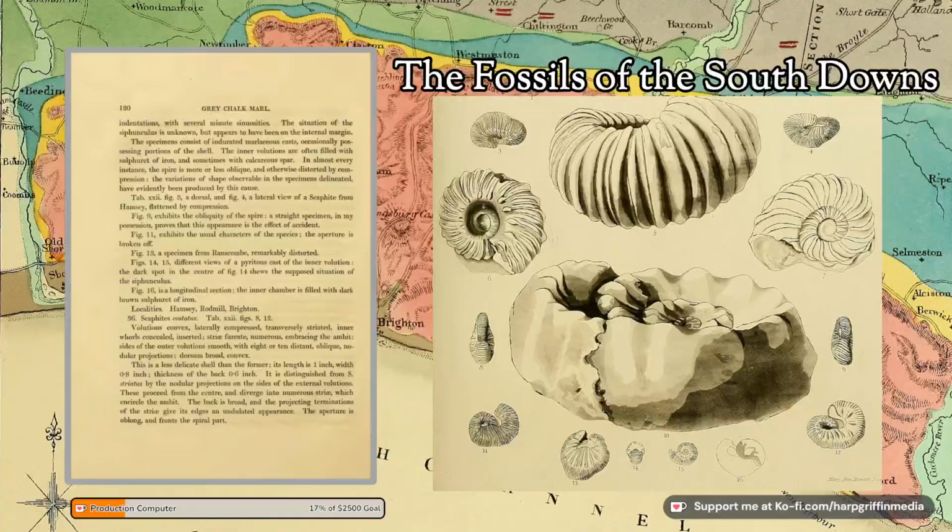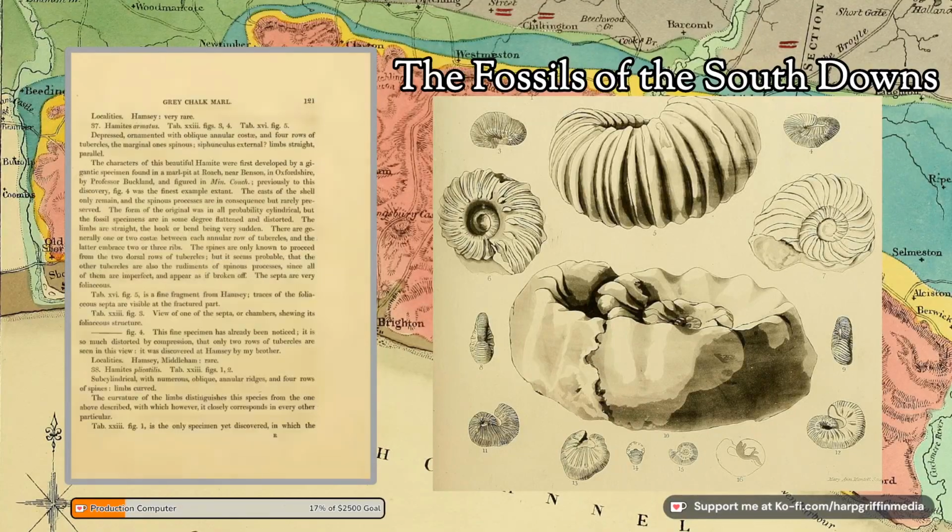It is distinguished from S. striatus by the nodular projections on the sides of the external volutions. These proceed from the center and diverge into numerous striae, which encircle the ambit. The back is broad, and the projecting terminations of the striae give its edges an undulated appearance. The aperture is oblong, and fronts the spiral part. Localities: Hamsey, very rare.